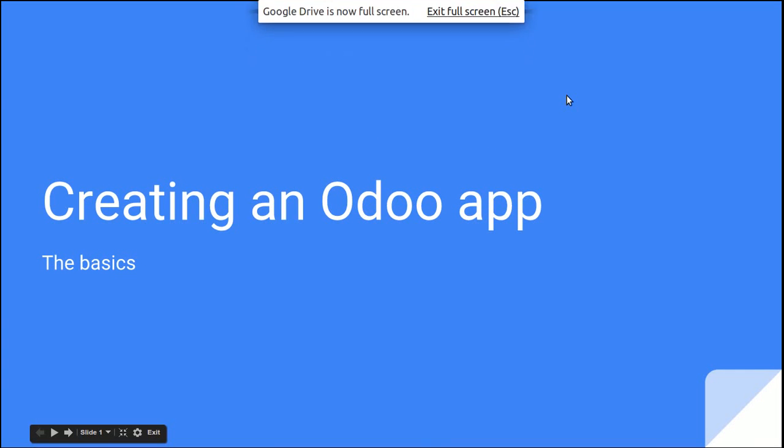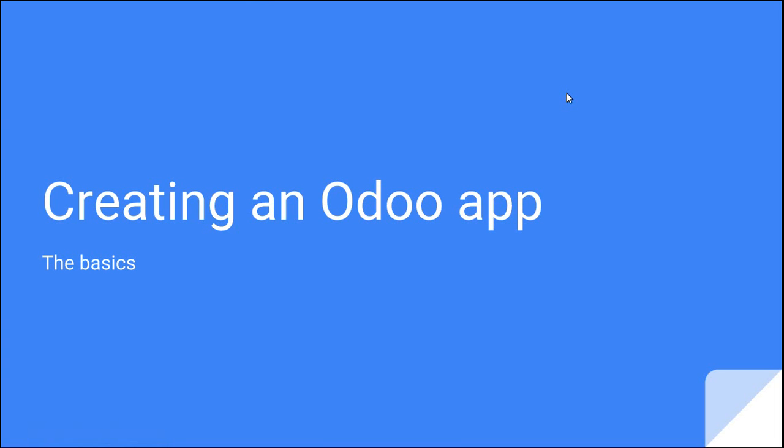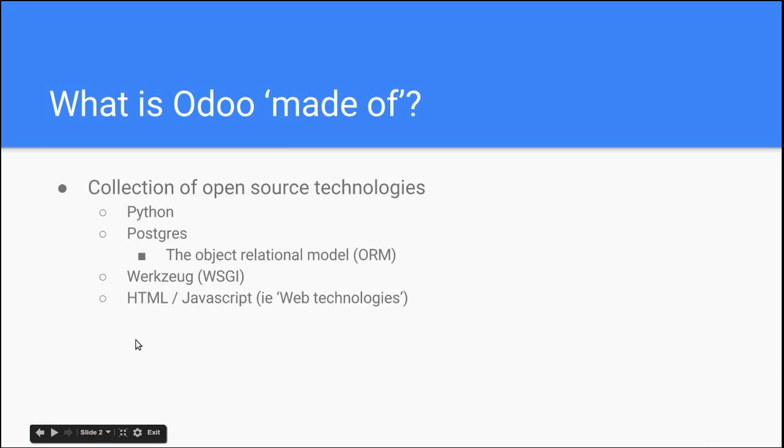Okay, so this is going to be a very simple introduction to Odoo and creating an app. We're going to start with just diving into what Odoo is actually about, what it's made of. I think that's very important to understanding how to actually build an app on the Odoo framework. Let's begin. So what is Odoo actually made of?